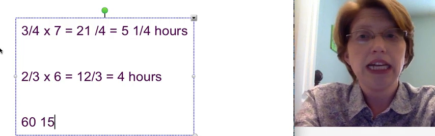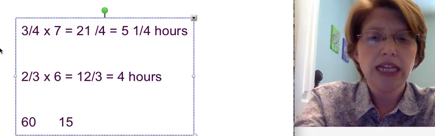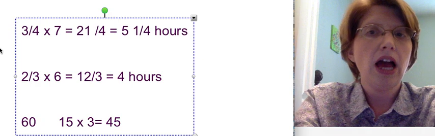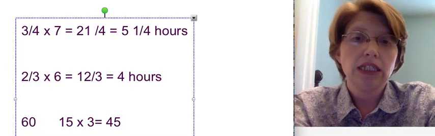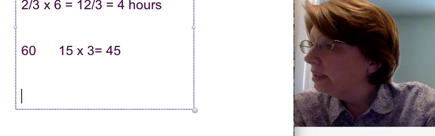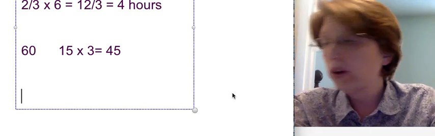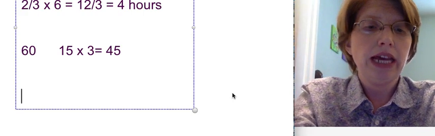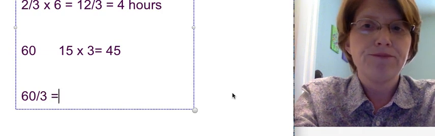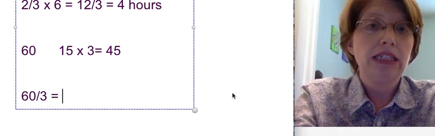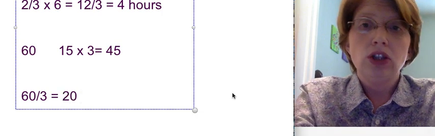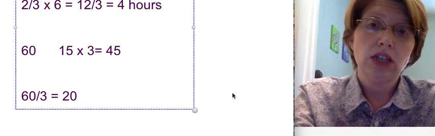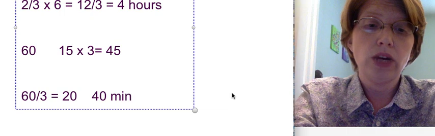So what's 15 times 3? 45. So he spends 45 minutes each day delivering papers. Now let's figure out the trumpet. He spends 2/3 of an hour. So if I want to split 60 minutes into 3, what's 60 divided by 3? That is 20 minutes. So he spends 2 20 minutes. So 2 20 minutes is 40 minutes.